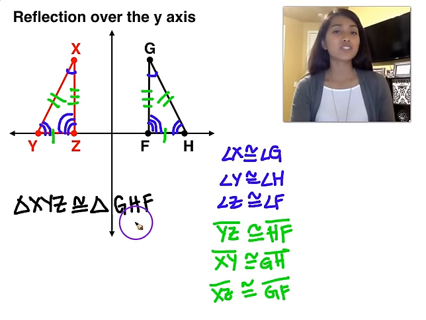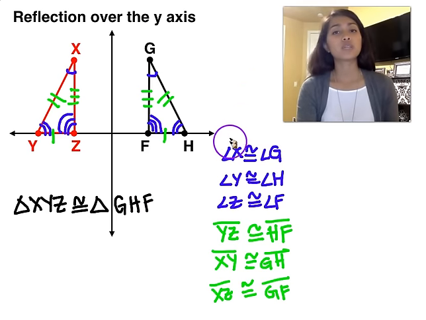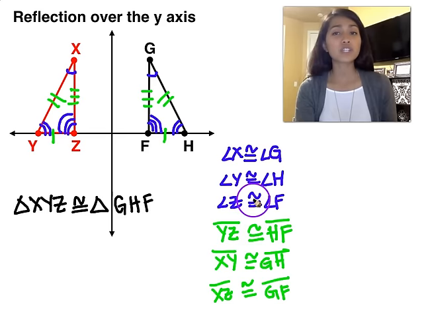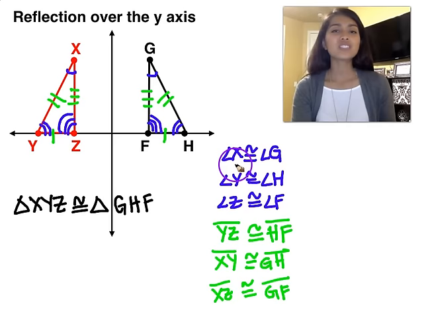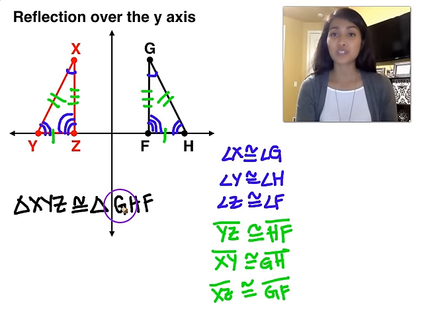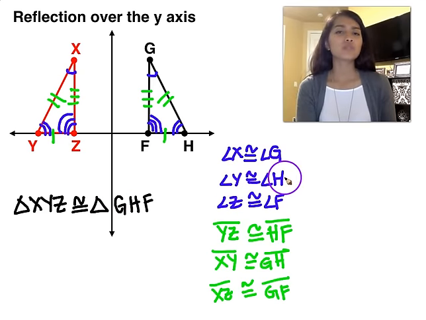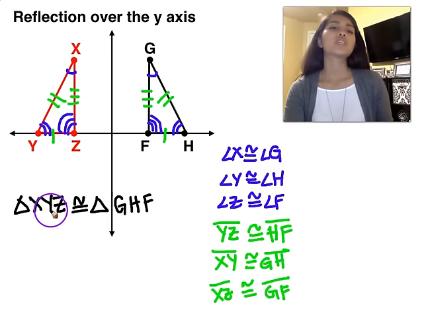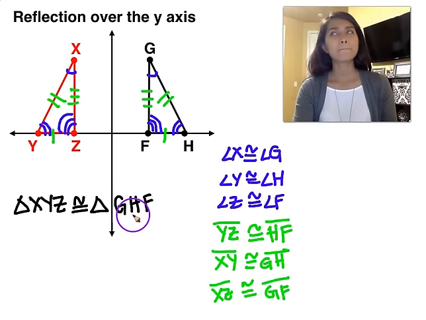Well, because of this, you're going to notice there's going to be a connection between the corresponding angles that are congruent and the corresponding sides that are congruent. Take a look. Here it says angle X and angle G are congruent. The first letter and the first letters are congruent. Okay. So here it says angle Y is congruent to angle H. So the second letter is congruent to the second letter.